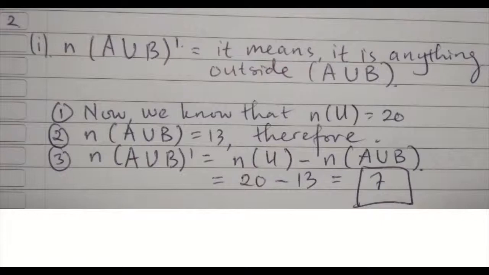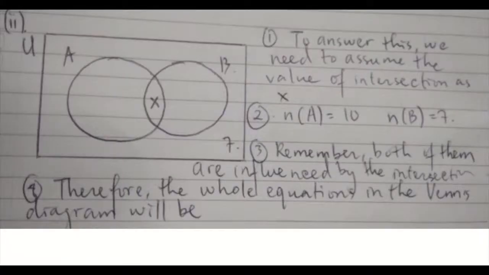The first step is that now we know that the number of the universal set, the whole thing, is 20. And then we know the number of elements in A union B is equal to 13. Therefore, n(A union B complement) is equal to the universal minus the union, which is 20 minus 13. So it is equal to 7. So basically, we already answered that, okay? So 7 is already clear.